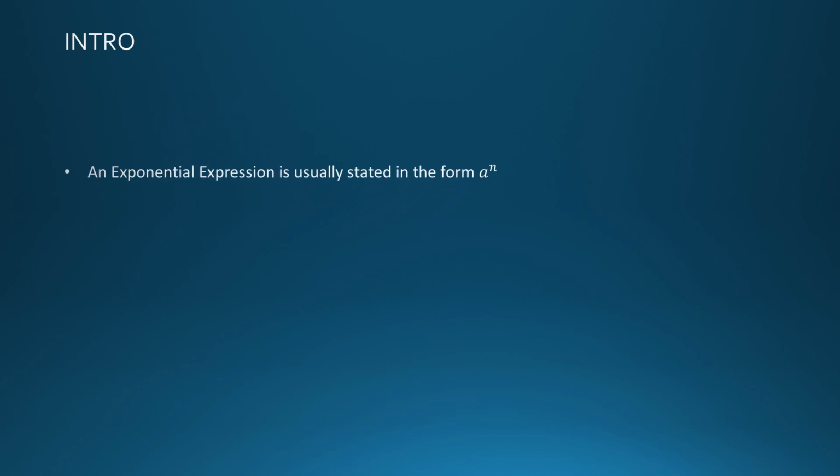An exponential expression is usually stated in the form a to the n, where a is what we call the base. The base is the number that we will be performing the exponential operation on. The number n is the exponent, which tells us how many times we need to multiply the constant with itself. Or maybe more intuitively speaking, how many times we need to multiply the constant with the number 1.